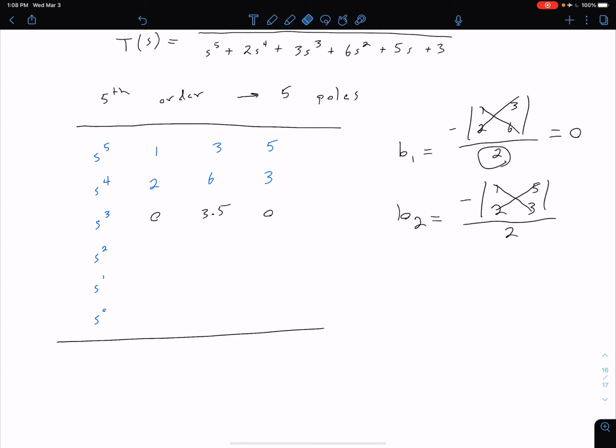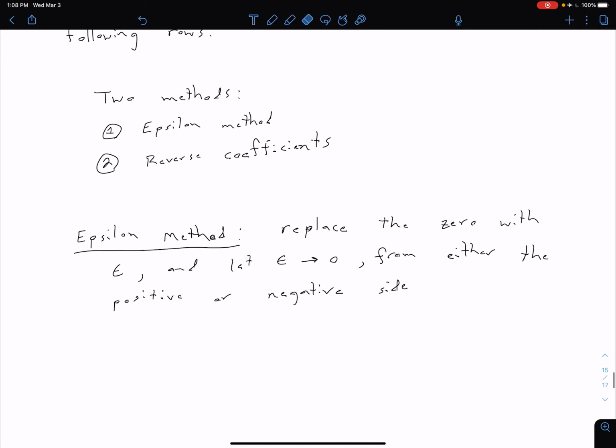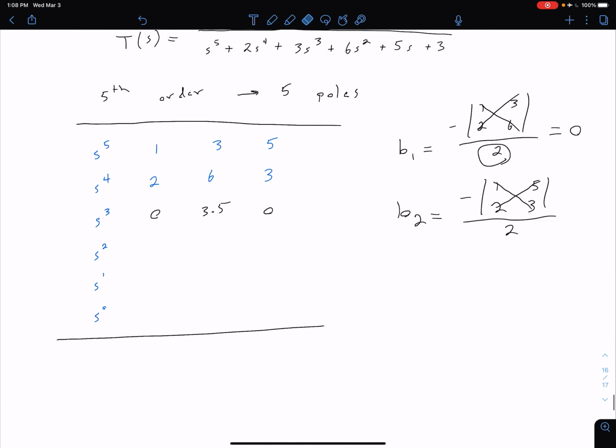So what we see there is we do not have an entire row of zeros, and we've of course not talked about that case yet, but we want to be able to distinguish between a 0 only in the first column and an entire row of zeros. In this case, we have the former. So what that means is we're going to use either our epsilon method or our reverse coefficients method. So as defined in our epsilon method, we're going to get rid of the 0 and replace it with epsilon. And so we're just going to have this variable in our Routh table.